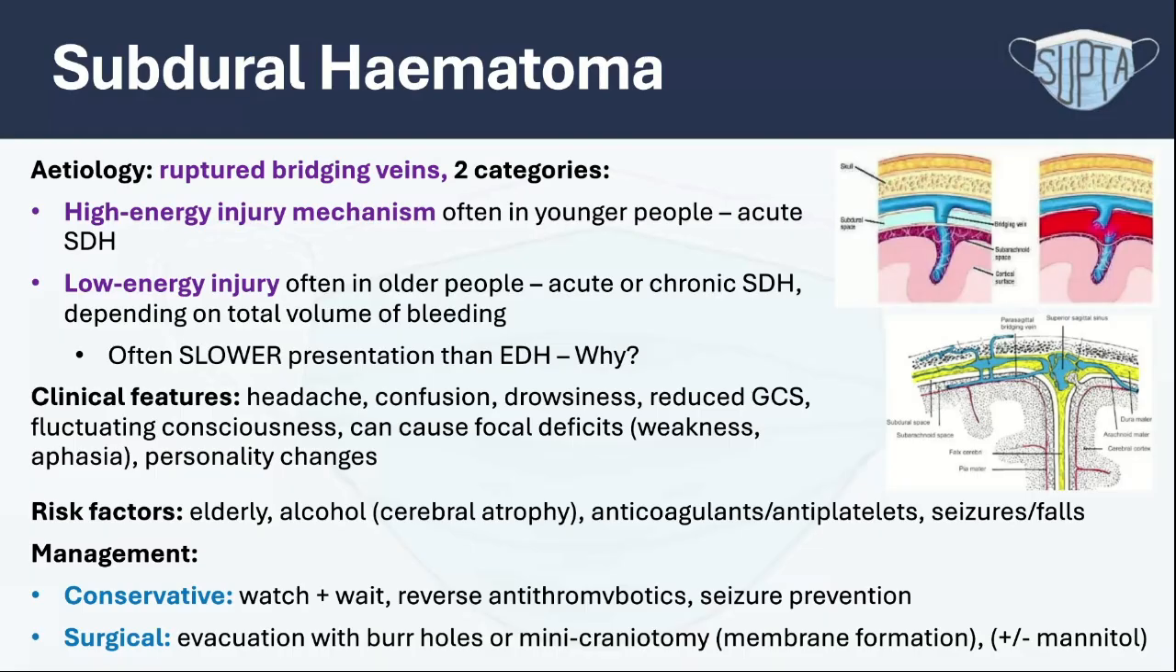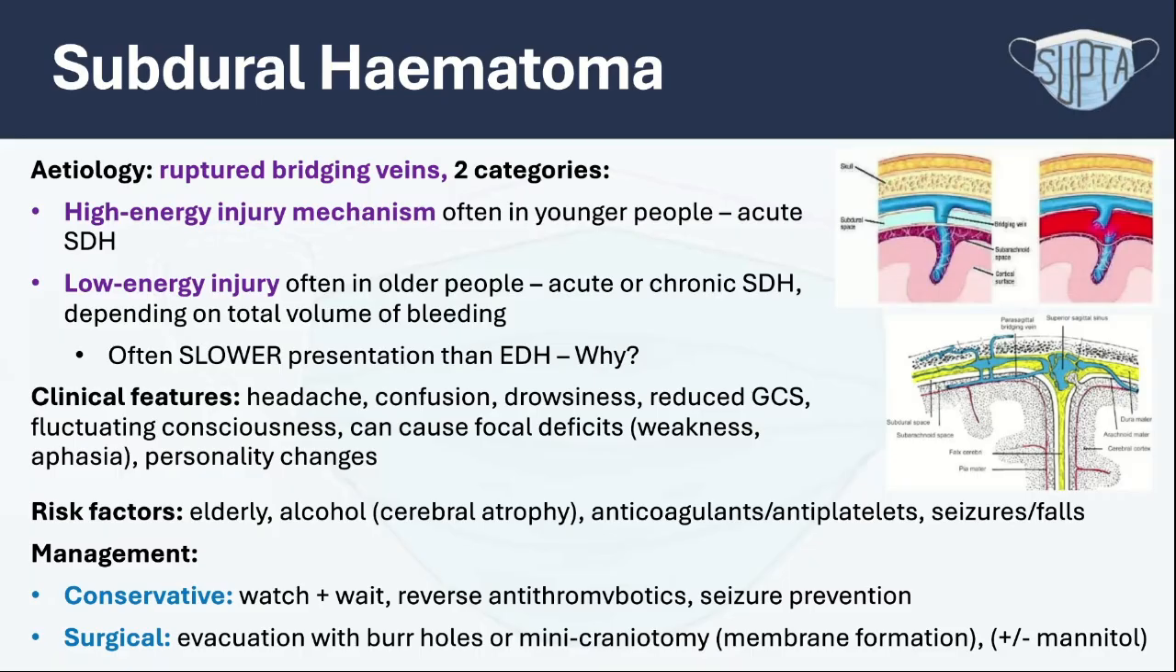The second is a low energy mechanism, such as a simple fall or even a jolting movement, and that is particularly common in older people. These can lead to either acute or chronic subdural hematomas, depending on how much bleeding occurs and how quickly it accumulates. One of the key teaching points is that subdural hematomas usually present more slowly than extradural hemorrhages. The reason is that the bleeding is usually venous, so it is under lower pressure, and accumulates more gradually.